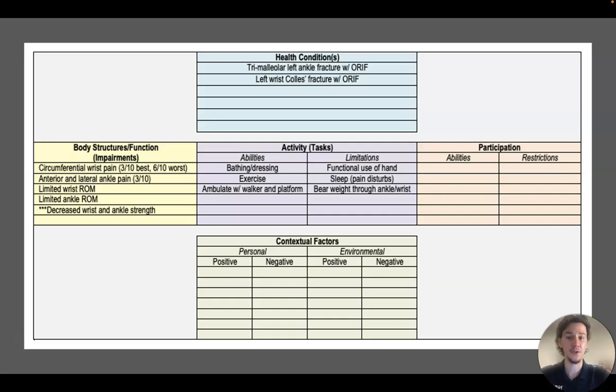Now her limitations, so she stated that she has increased pain when she tries to use her hand. So one of her activity limitations would be the functional use of her hand. She also said that the pain disturbs her sleep, so sleep would also be an activity limitation. And then she's also not able to bear any weight through her ankle or wrist. Now that is because of surgeon's orders, but that would still be an activity limitation no matter what is limiting that.